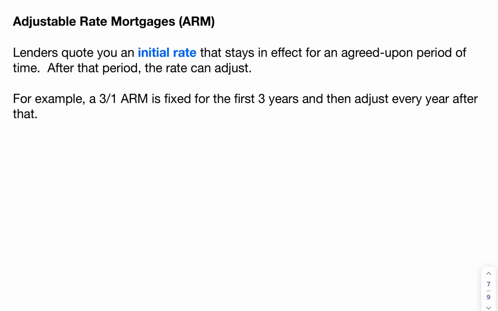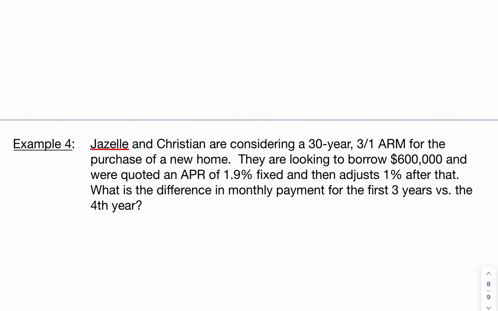But before we do that, I wanted to explain what an adjustable rate mortgage is, and they are typically referred to as ARM. With an adjustable rate mortgage, lenders typically quote you what's called an initial rate that stays in effect for a certain period of time, and then after that period, the rate can adjust. As an example, one of the common ARMs out there is a 3-1 ARM, and that 3 and 1 represents the fact that the first 3 years is a fixed rate, and then every year after that can adjust. So let's take a look at a particular example.